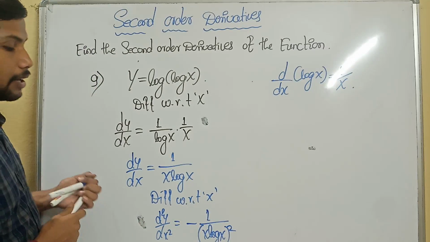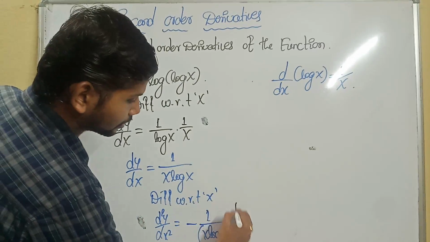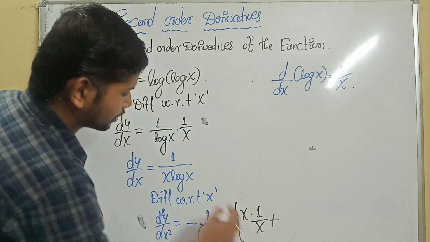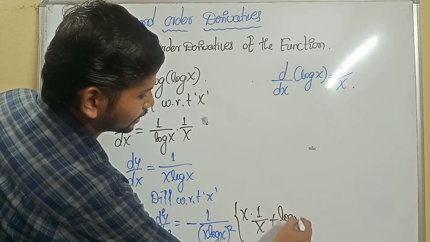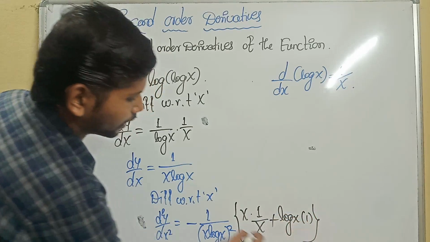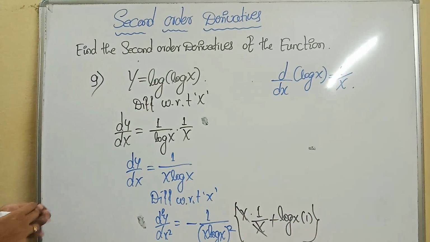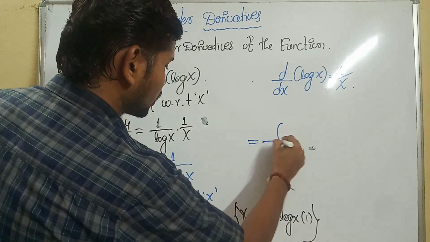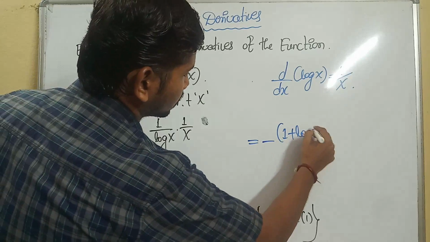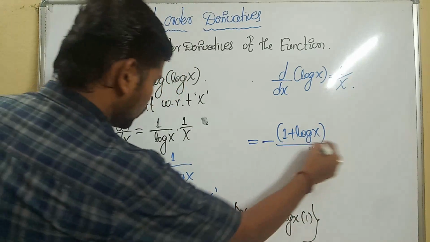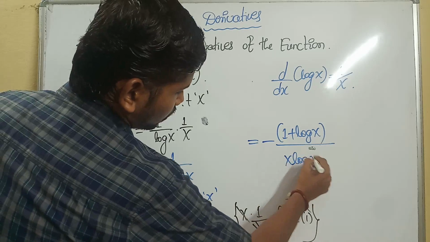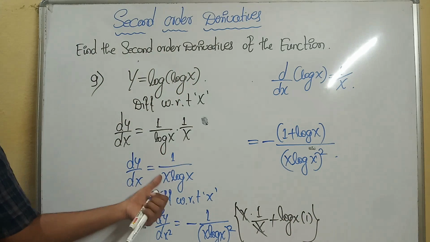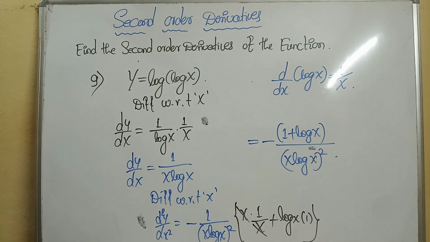After that, I need to differentiate this x log x. That's why I'd like to write x as it is, log x derivative will be 1 by x. Now log x as it is, x with respect to x is 1. x will be cancelled, means we got the solution like it will be minus 1 plus log x in the numerator part. Denominator will be x log x whole square. Otherwise you can use u by v also. You'll get the same answer.